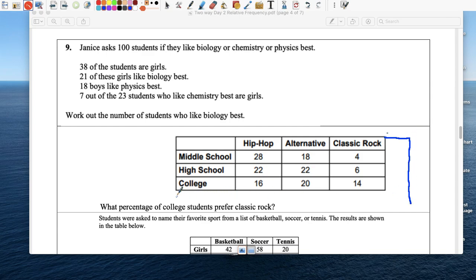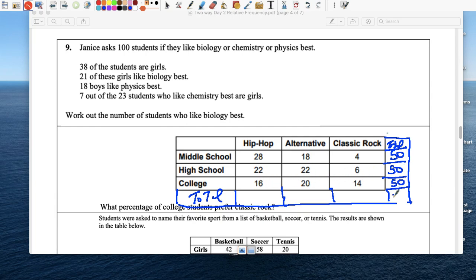Next column, so there was one thing that's missing that you're going to need, and it always comes in handy, is my total. So if you don't see it, add it. Right, that's going to help us. So I'm just going to add here, total. 28 and 18 is 46. 46, this is 50. 22, 22, and 6 is 50 again. 34 is it, that's 50.